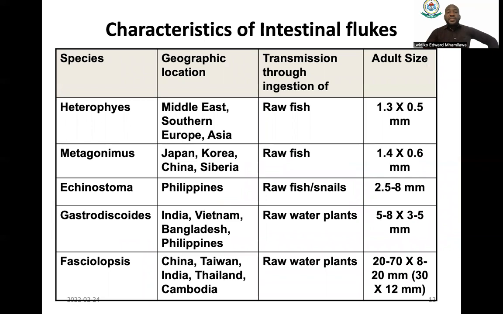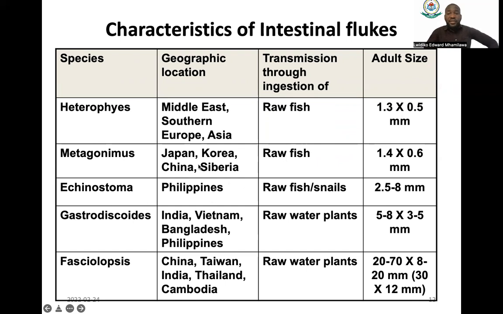Now, the characteristics of these flukes: as you can see, we have Heterophyes that is found in the Middle East, Southern Europe and Asia. Transmission is through eating raw fish, and the relative size is about 1 millimeter by 0.5 millimeter. This is an average size, right? It's not exactly these numbers, since these are found in humans and animals, so they could vary a little bit, but these are average sizes. Metagonimus yokogawai is almost the same size as Heterophyes, around 1.4 by 0.6, also acquired through raw fish, and found in Japan, Korea, China, and Siberia.